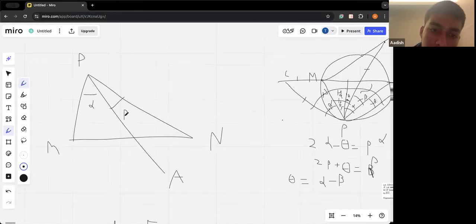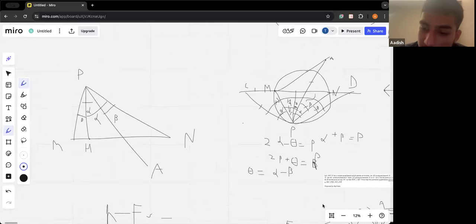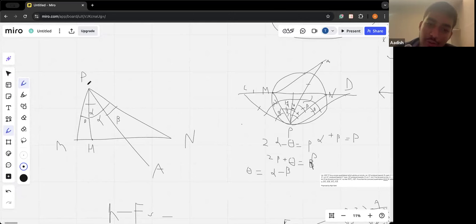This is beta. And we have shown that if this is H, then this is beta and this is alpha. That's the angle chase we just did here, right? So we have shown that PH and PA are isogonal lines. So in fact, PA passes through the circumcenter.